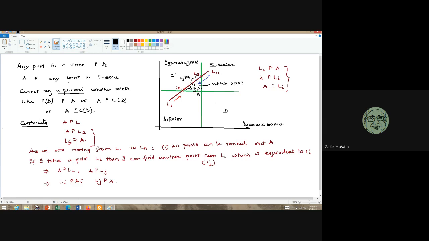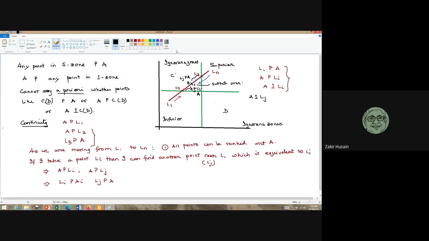So that means if I have continuous preferences, then when I'm moving up this line, I'm going to get a point where A is indifferent to Lj. So the indifference curve, the second point of the indifference curve, what I'm calling B, must be somewhere in the zone of ignorance.